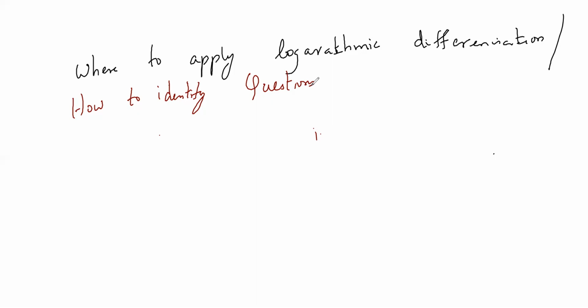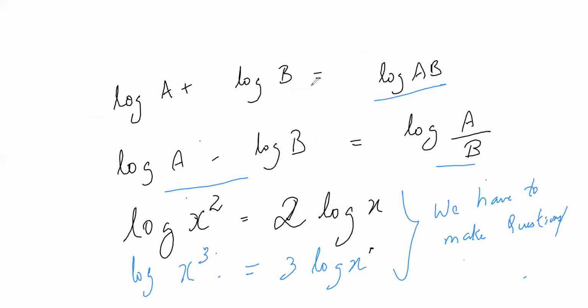So I'll just go back to the previous page. If you have any thoughts, you can tell me that also. Log A plus log B is log AB. Log A minus log B is log of A by B. Log x square is 2 log x. These are all general logarithmic formulas, not differentiation forms.